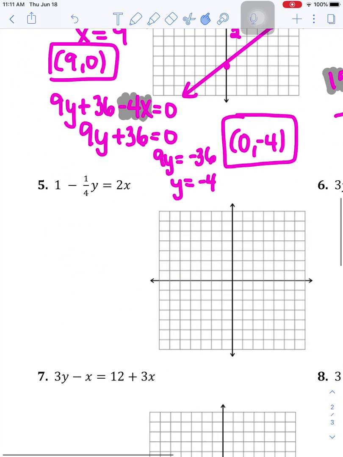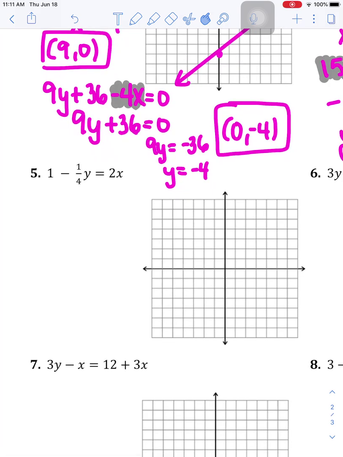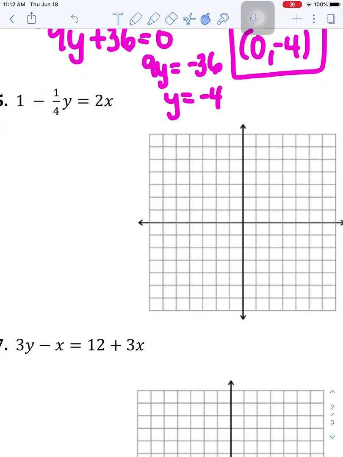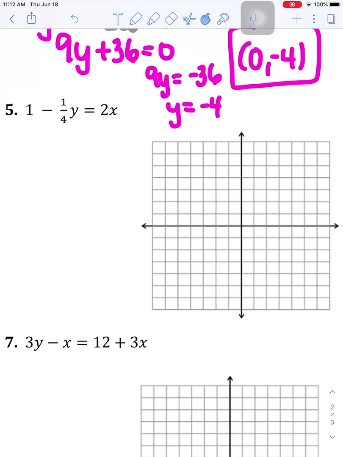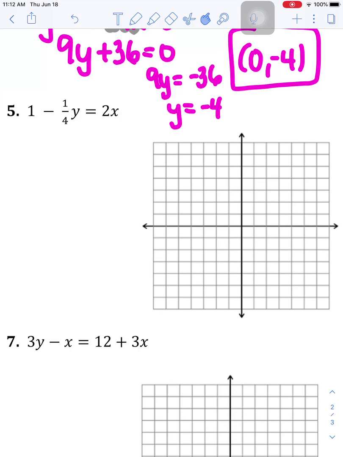All right, I'd like you to take a minute and try number 5. Number 5 is very similar to number 4. It has a fraction. Again, you can either choose to work with it, or if you're like me and you don't like fractions, you can go ahead and get rid of that fraction by multiplying through by a common denominator.